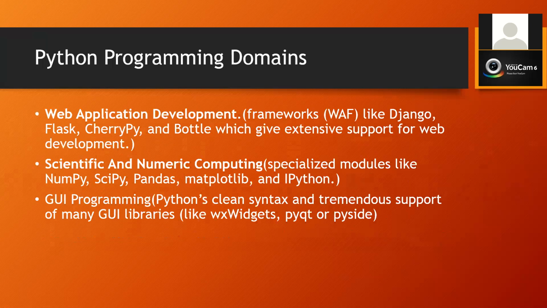There are different programming domains. You can develop core Python. You can develop the Windows related application. You can create the web related application, using web application development frameworks like Django, Flask, and Cherry.